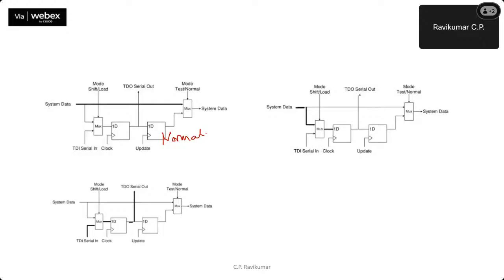Okay. So the dark line shows the direction of the data. This is the shift mode, where the data is shifted like this. And this is the capture mode. So the core logic may have produced some output, and we are trying to capture it into this for observation.